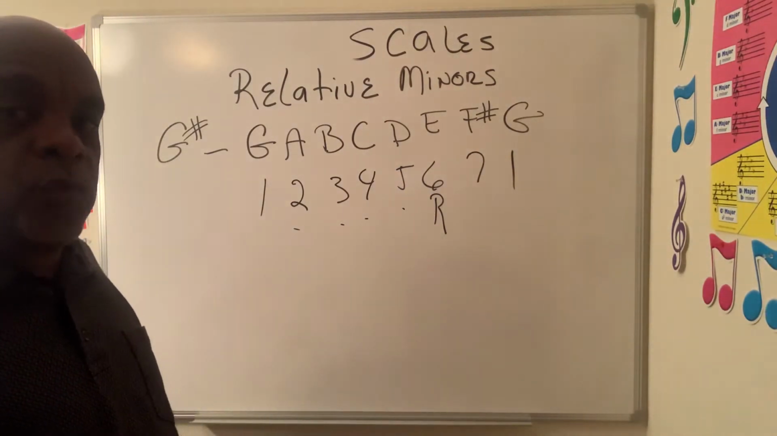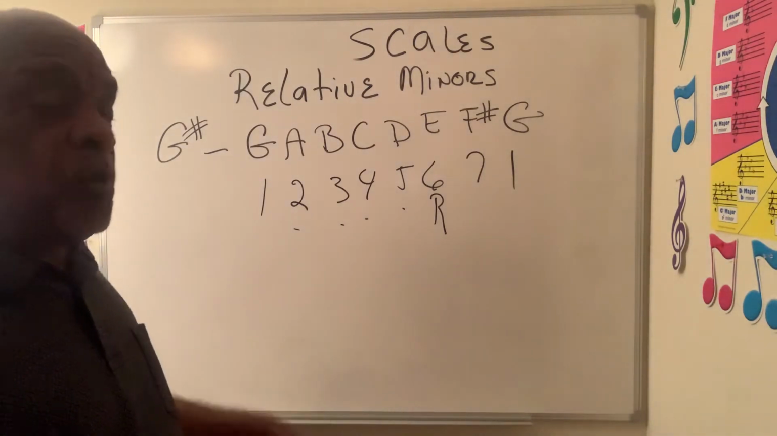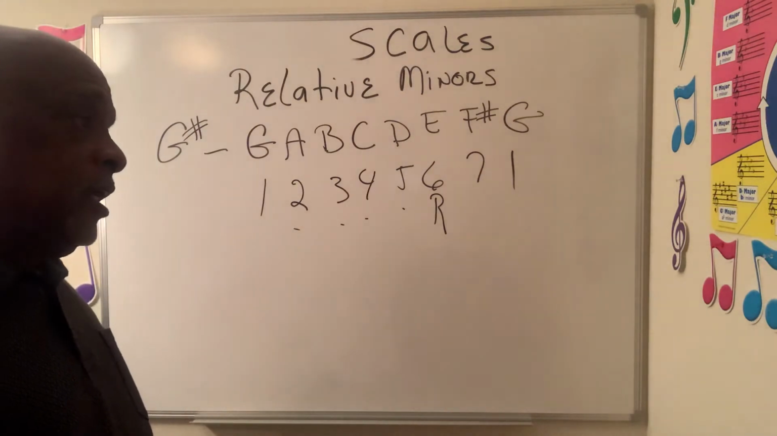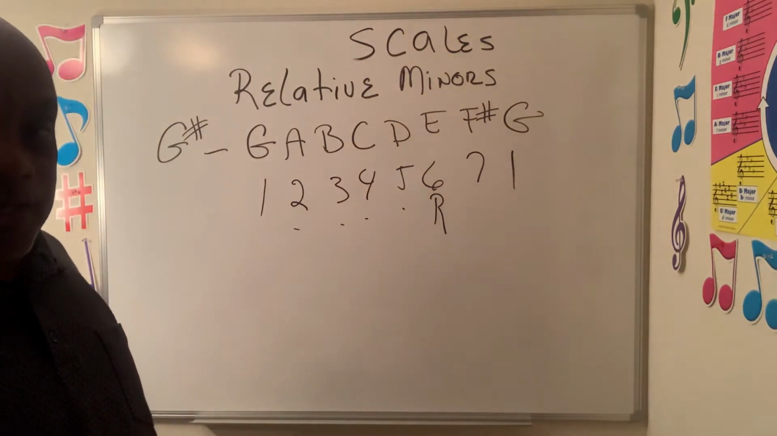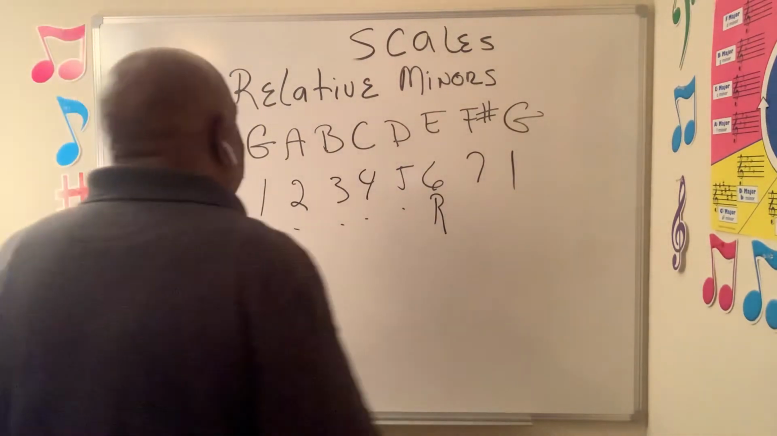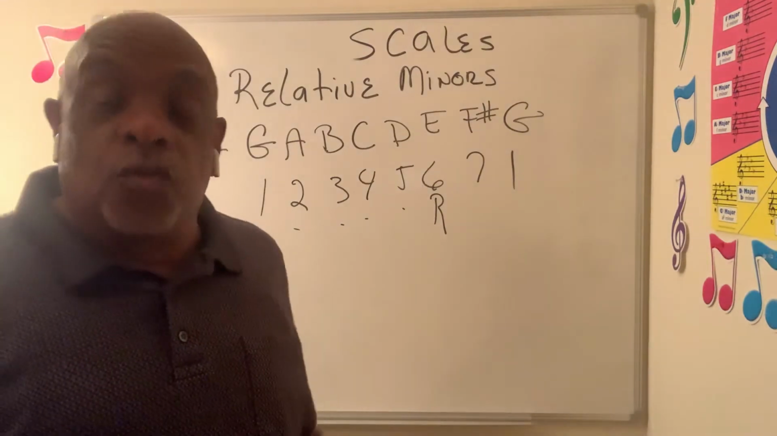And again, it's called relative because it's a part of that scale. It's a relative. It's just like your cousin. Your cousin is your relative, all right? So the sixth of any scale, you'll find your relative minor.